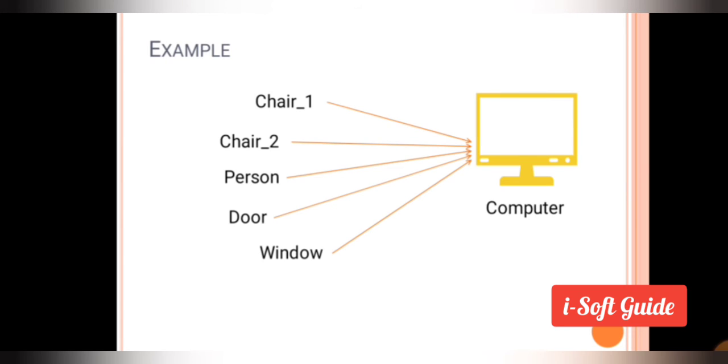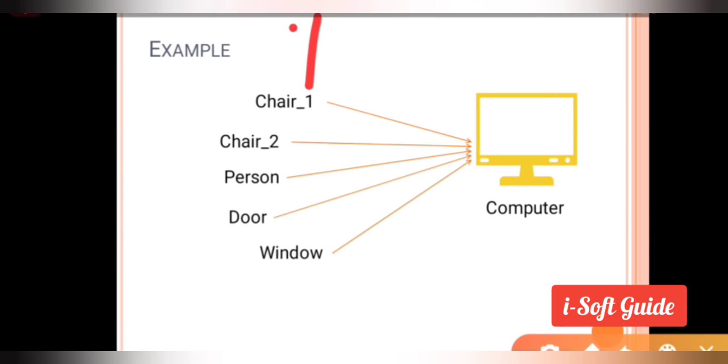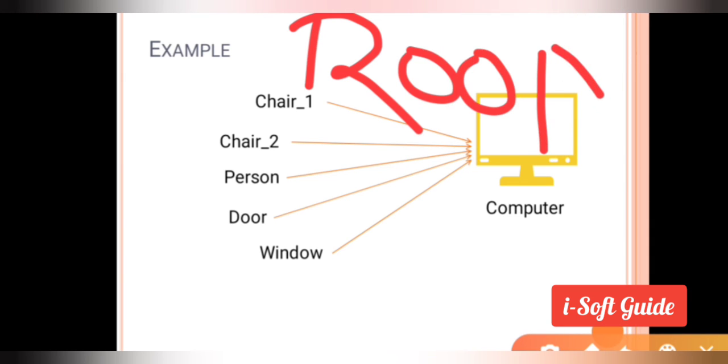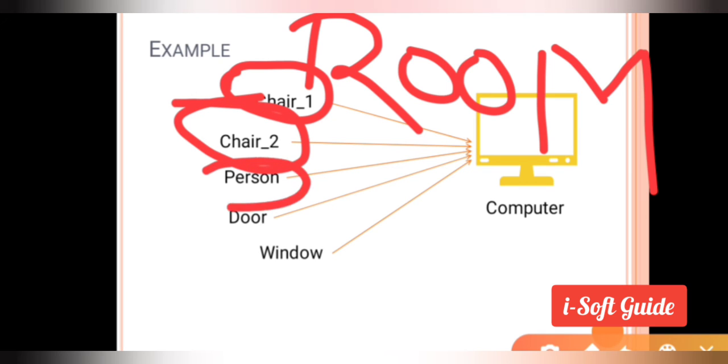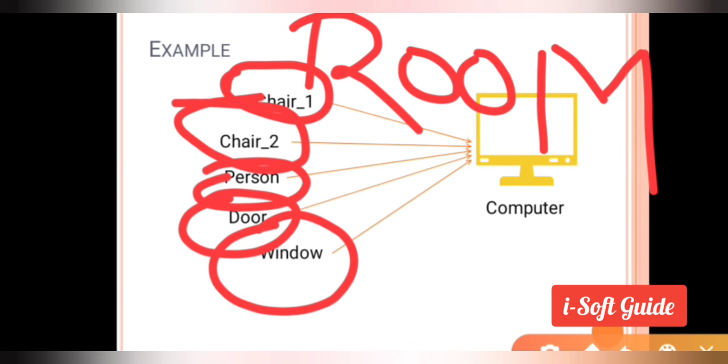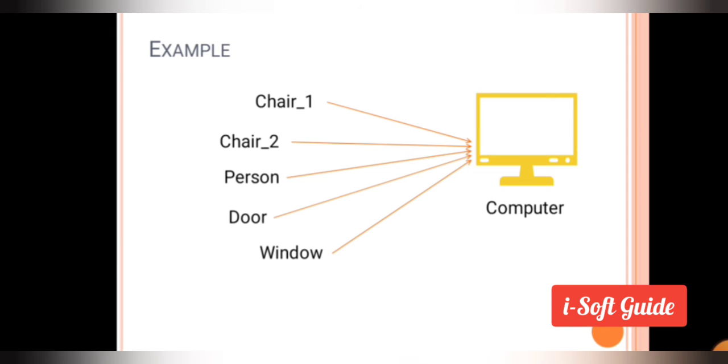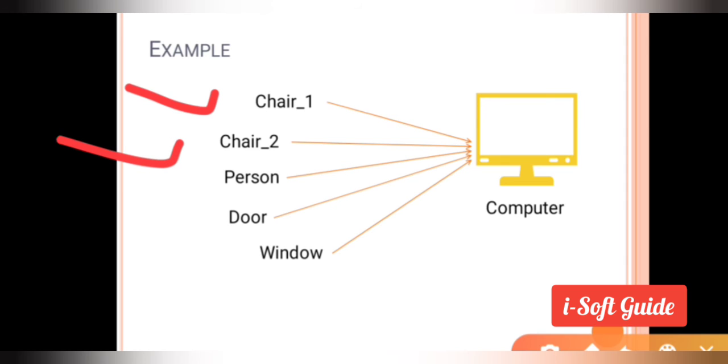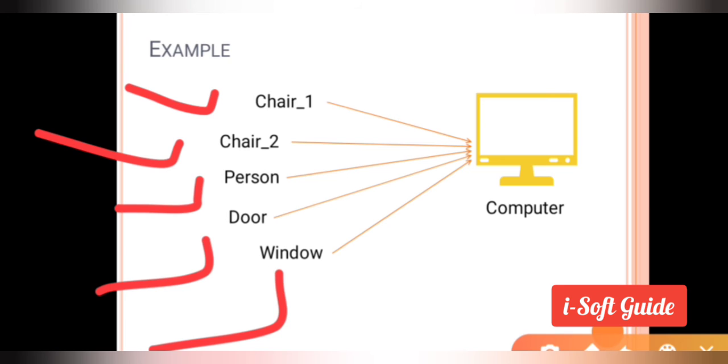Then if we consider one example, how will we input our room to the computer? So there is a room. How will we input this room to the computer? First we will input all the objects to the computer. You can consider the room as an object oriented environment. There are different objects, for example chair 1, chair 2, then there is ABC, person, door and window. So person is an object here, ABC. So these are the objects that we will input to the computer through any programming language.